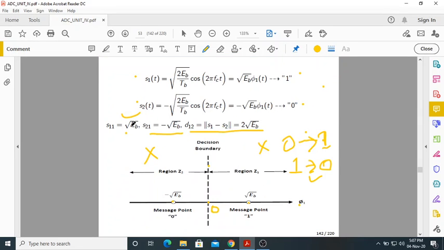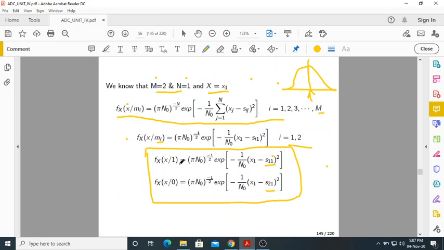What is S11? Root Eb. So the mean of the first PDF is root Eb. The mean of the second PDF is S21, minus root Eb. So if you draw these two Gaussian PDFs, the variance is the same. What is the variance of each and every PDF? N0 by 2.